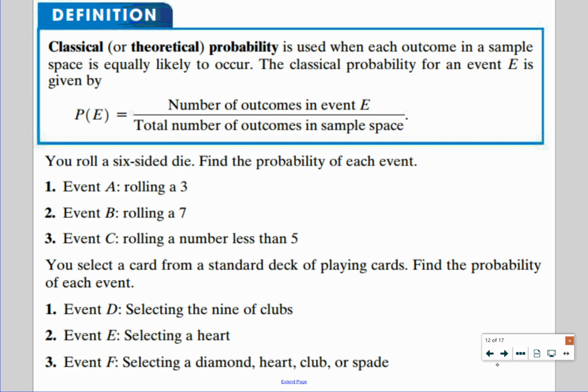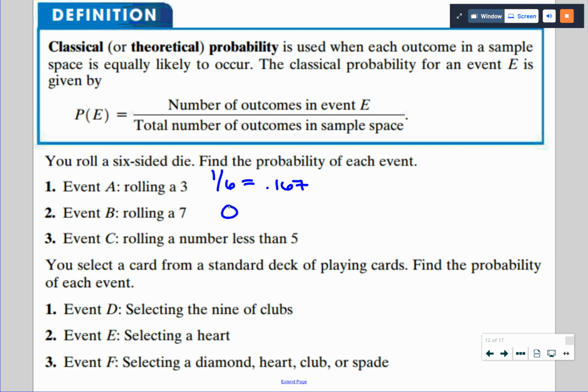All right, so let's practice a few. You roll a 6-sided die. Find the probability of rolling a 3. So if I roll a die, how many ways are there to get a 3? 1. And how many possibilities are there to roll total? So 1 out of 6 is the probability, or as a decimal, it'd be 0.167 if I rounded to 3 decimal spaces. Probability of rolling a 7 on a 6-sided die is 0, impossible.